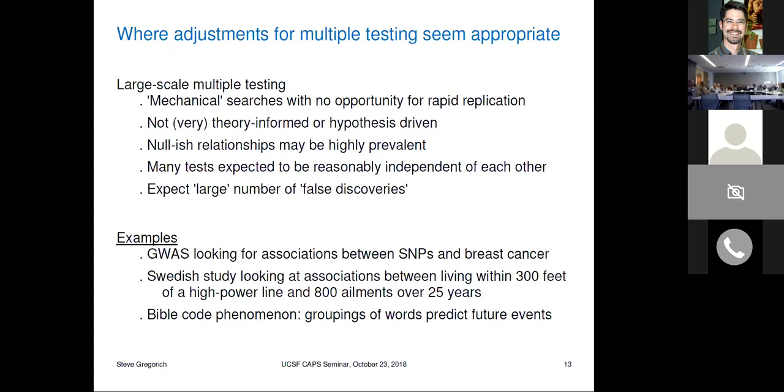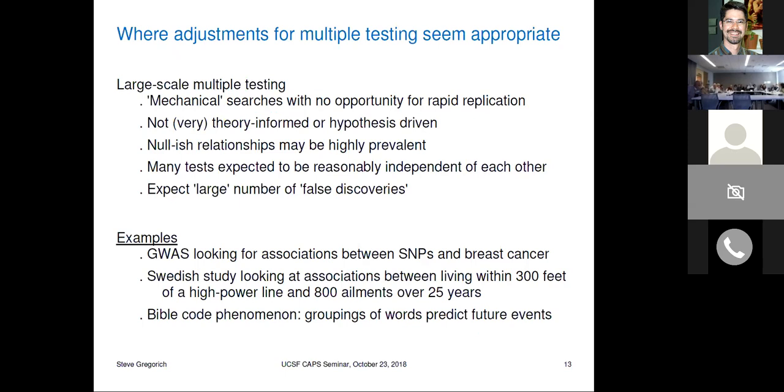So adjustments for multiple testing, sure, in large-scale multiple testing, GWAS-type studies. These are highly mechanical searches for associations without the opportunity for rapid replication, and not very theory-informed. If you're looking at associations between hundreds of SNPs and some form of cancer, you're just searching. Probably there's a lot of null-ish relationships in your data. And if you do hundreds and hundreds of tests, then yeah, you're going to expect a large number of false discoveries. So you may want to be a little more diligent in that case.